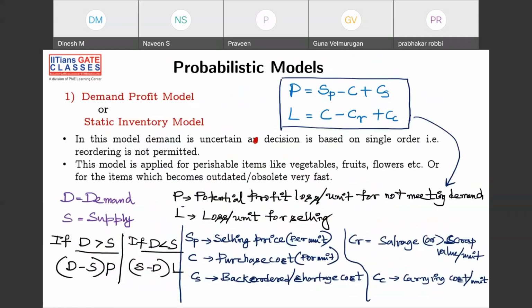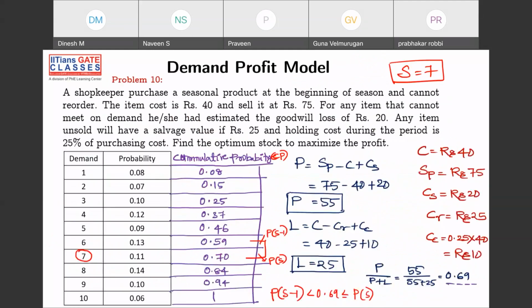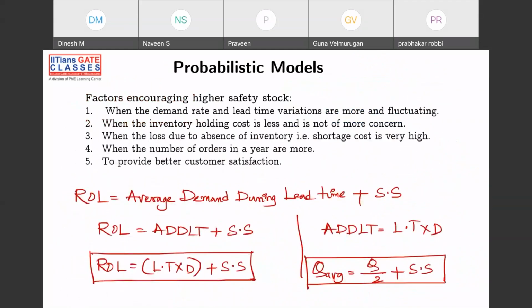Now, let's discuss these two models, the demand profit model and the service level model in tomorrow's class, and wind up the inventory control, and then we'll start linear programming, that is your operations research. We'll be discussing graphical methods, transportation models, assignment models. All these things we'll be discussing in the coming lectures. PERT and CPM, all these things we'll be discussing. Okay. So as of now, we'll stop the presentation in the class today.